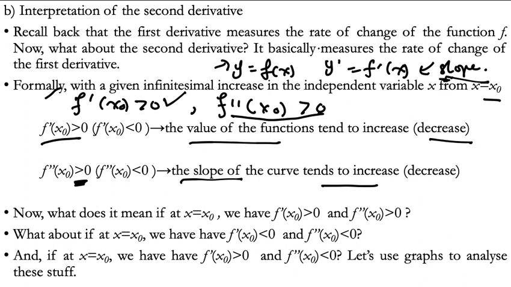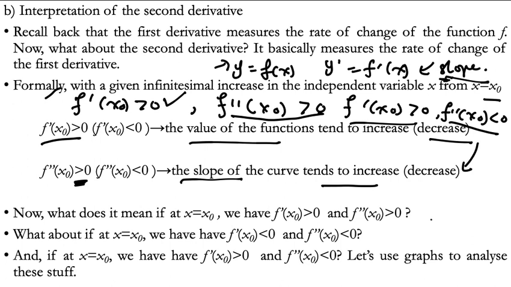Okay, now can we have f prime x naught positive and at the same time f double prime x naught negative? Okay, of course we can. f prime x naught is positive. That means the curve is increasing, but at what rate? At a decreasing rate.